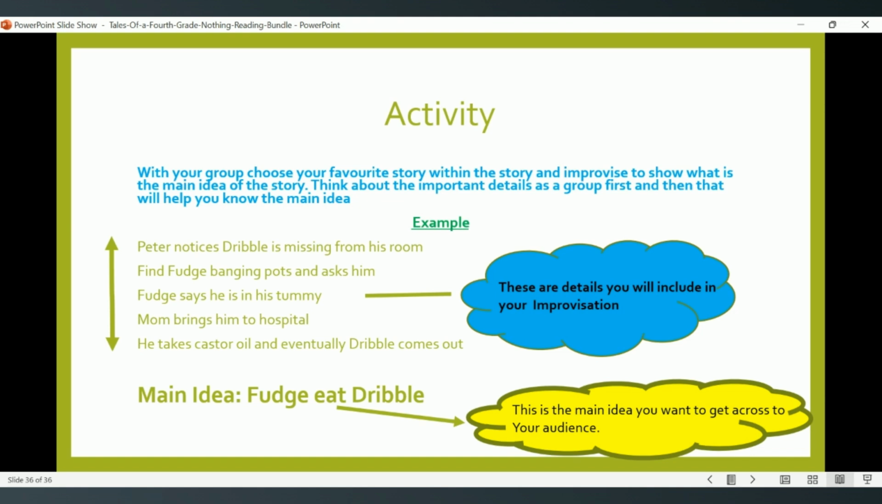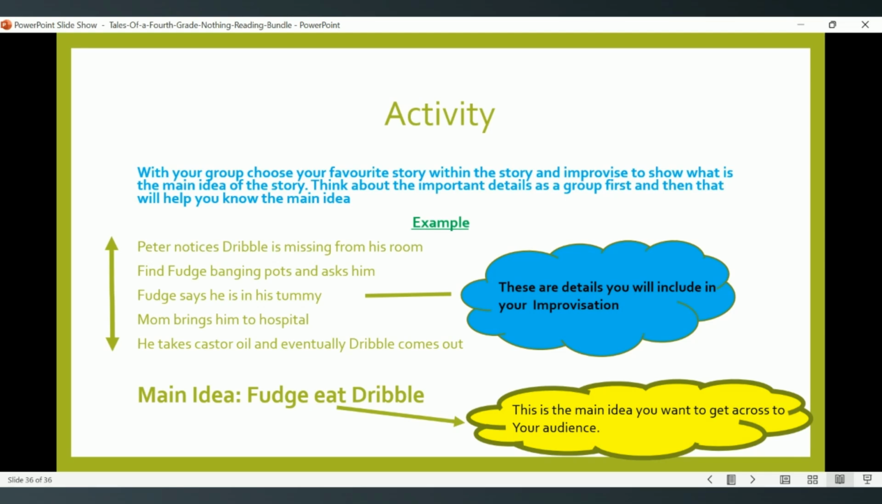And then we move into our activity. So with your group, choose your favourite story within the story and improvise to show what is the main idea of the story. Think about the important details as a group first, and that will help you to know the main idea. This is a group work activity, and drama is such a good way for kids, they love expressing a story through drama too.